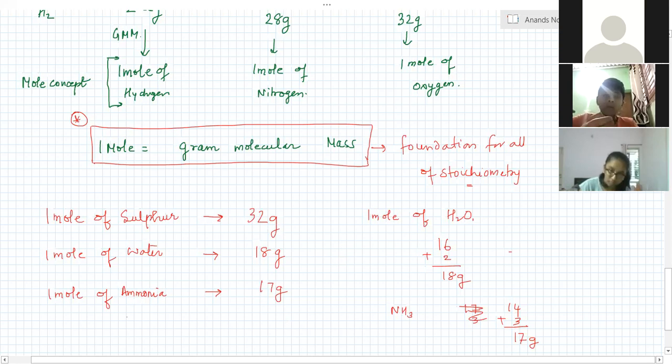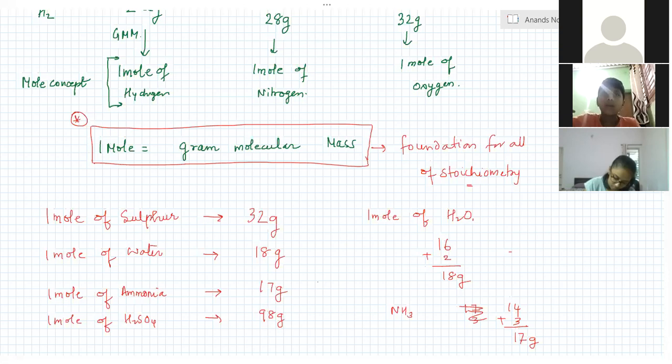Now you know sulfuric acid. Sulfuric acid is 98. So 1 mole of sulfuric acid is going to be 98, not U, but G, gram molecular mass. That is why how to do the molecular mass is very, very important. If you know how to do molecular mass, first you need to know how to write the molecular formula. And second, you need to know how to calculate the molecular mass. And once you know both these things, you can tell me what is the mass of a mole of the substance.